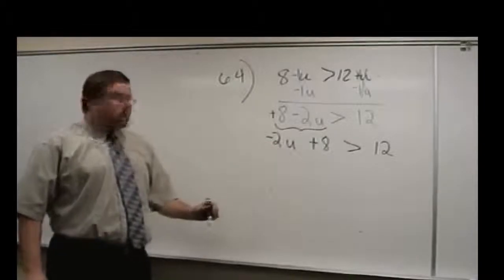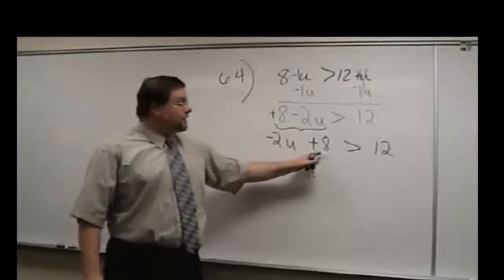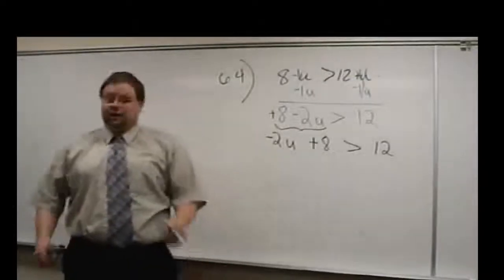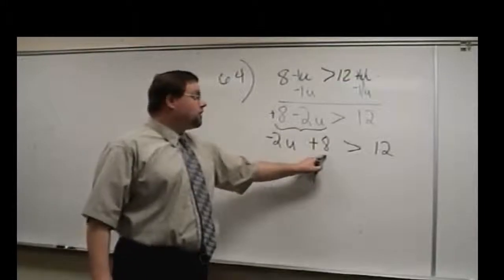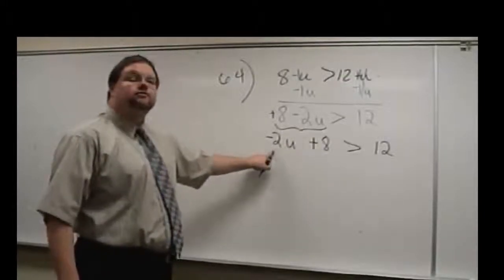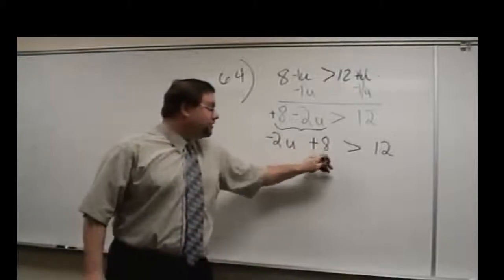But if you're not, I think about the 2 and the u being a married couple. I think about the 8 as being a tag-along friend. Which one is easier to get rid of? It's easier to get rid of your tag-along friend, and then you have to divorce your spouse. Okay? Do not tell my wife this. Okay? So take away 8 on both sides.